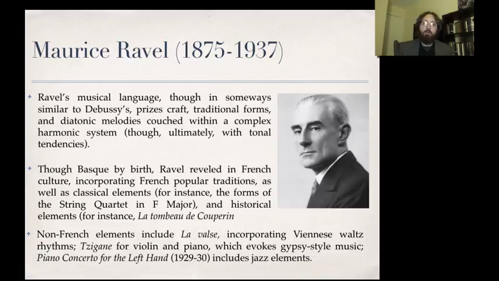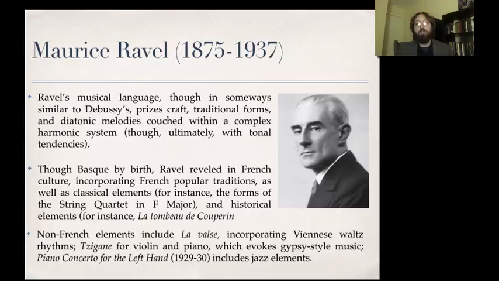Though Basque by birth, Ravel reveled in French culture, incorporating French popular traditions, as well as classical elements. For instance, the forms of the string quartet in F major conform very closely to the sonata forms and classical style forms that we've seen before.